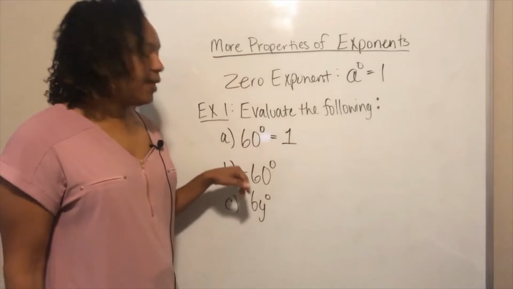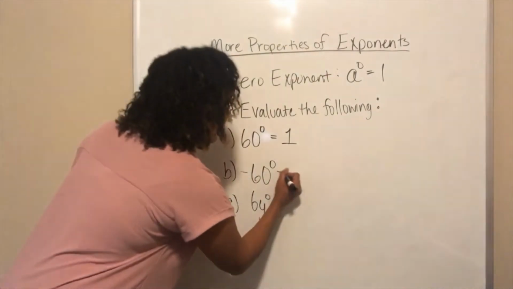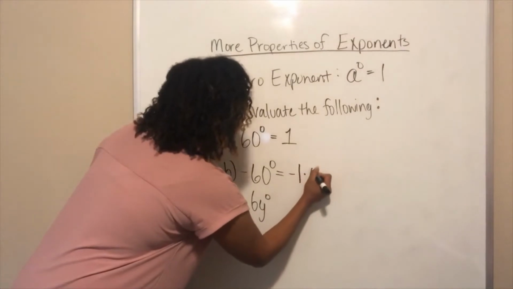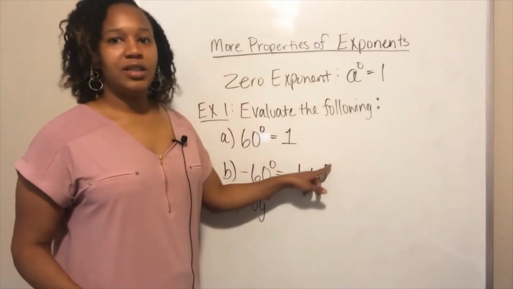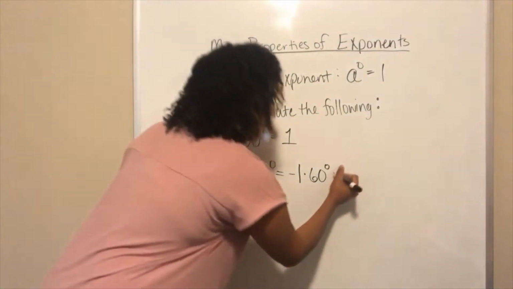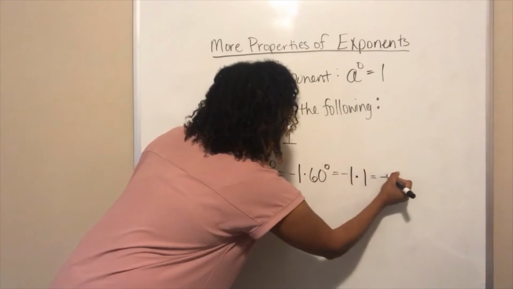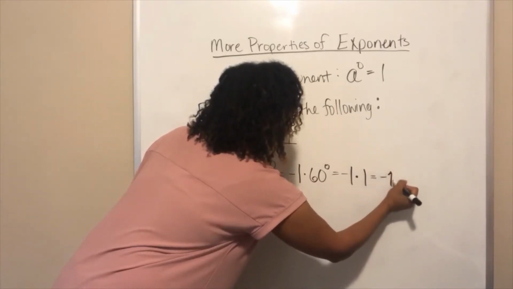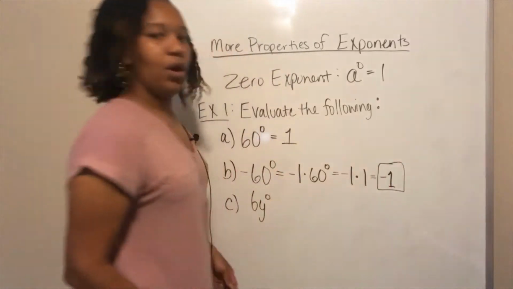All right. Now this one is a little different because it says negative 60 to the 0. This is the same as saying negative 1 times 60 to the 0. Well, we know that 60 to the 0 power is 1. So then this is the same as saying negative 1 times 1, which is equal to negative 1. So your answer here will be a negative 1.